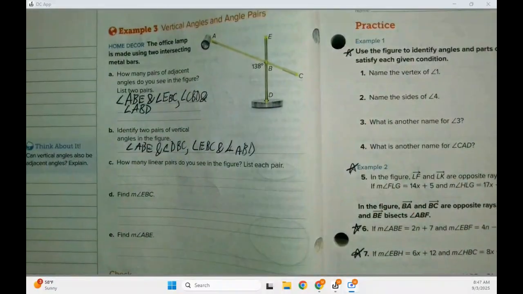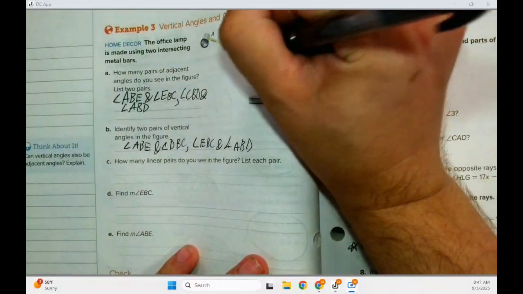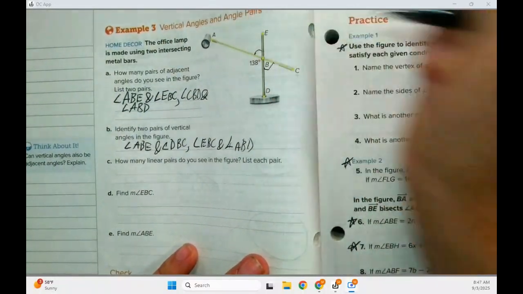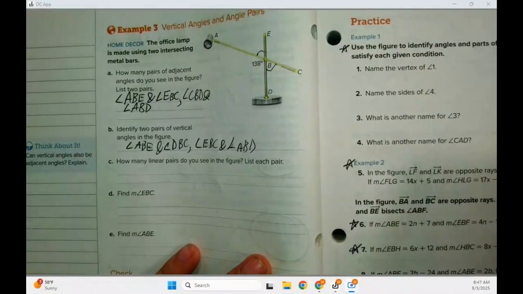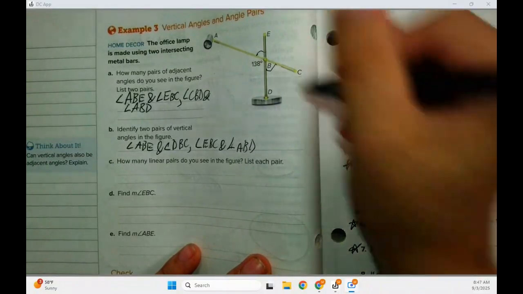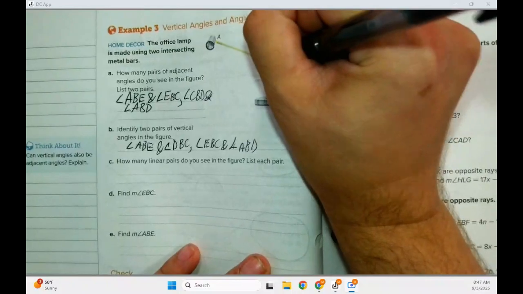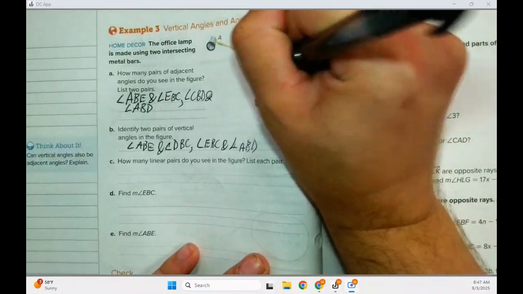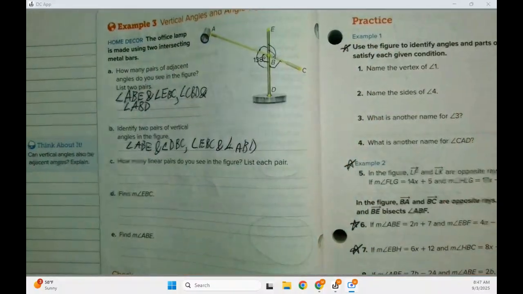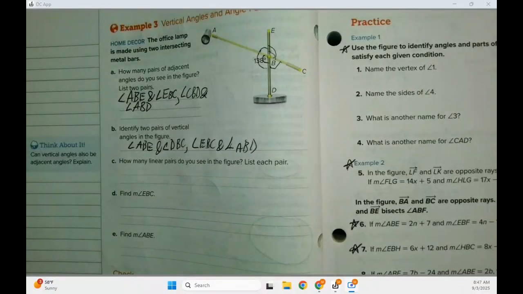To make it clear what we're talking about here, here's one of our pairs of vertical angles, right? I use that little arch, that little curve, to say that that's congruent. And then here's my other pair. I'm going to use two arches this time. They're just opposites across that endpoint that they share, that vertex.